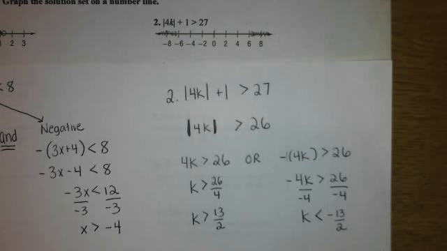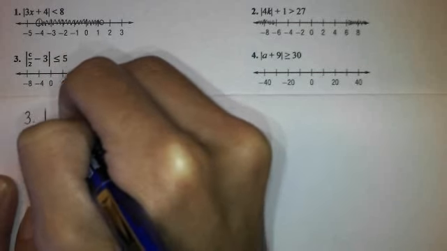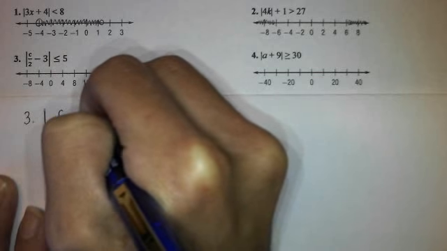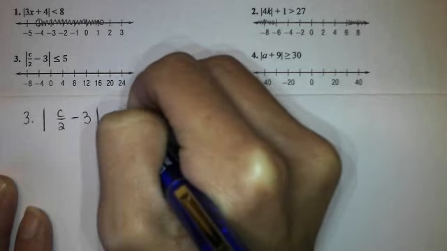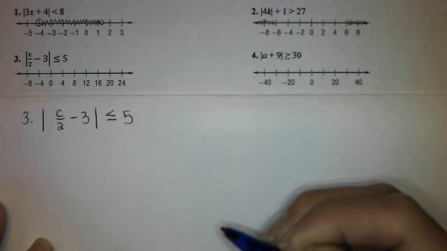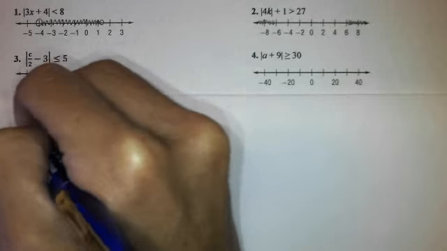All right, two more examples, and then I'll give you a chance to try it on your own, and you can check your answers. So again, for number 3, we're going to do the absolute value of c divided by 2 minus 3 is less than or equal to 5. By the definition of absolute value, we're going to have 2 cases.